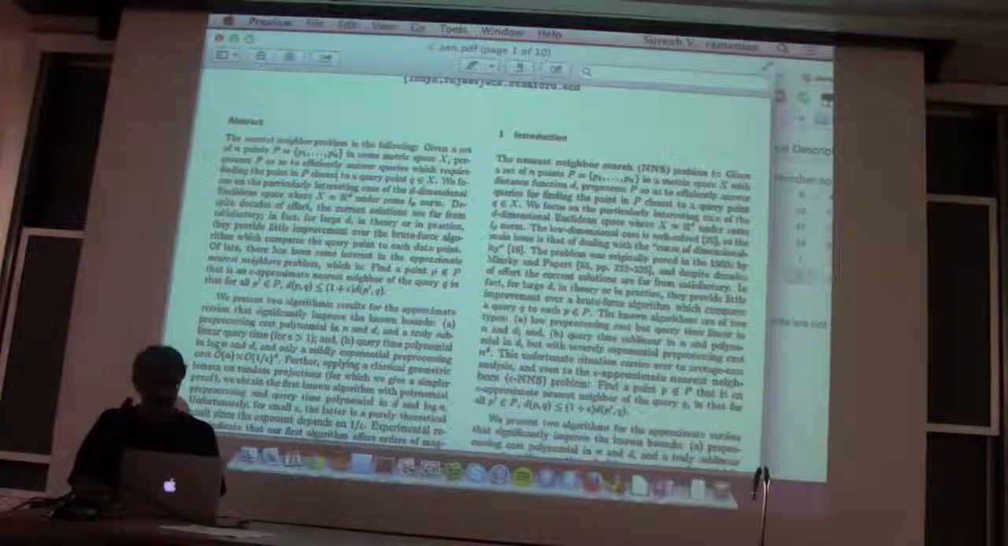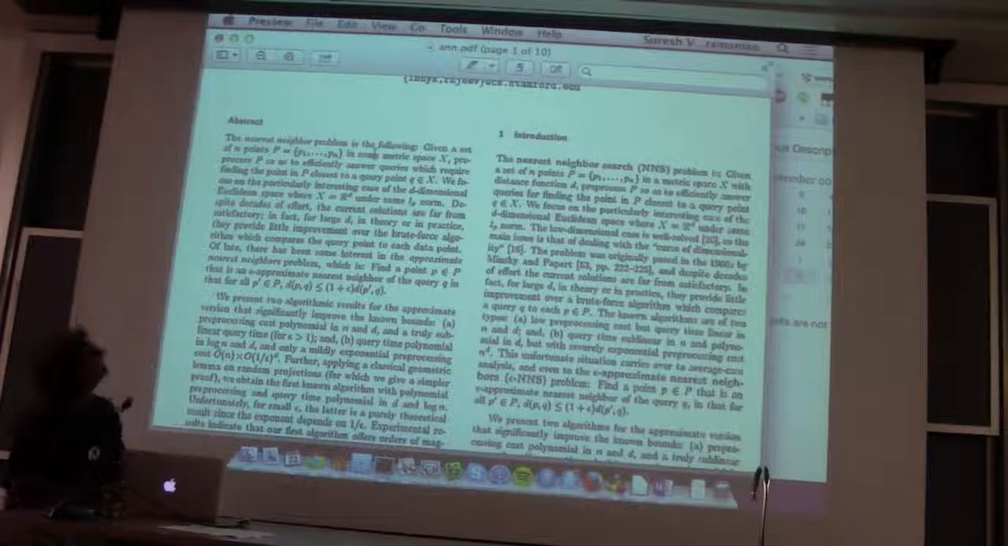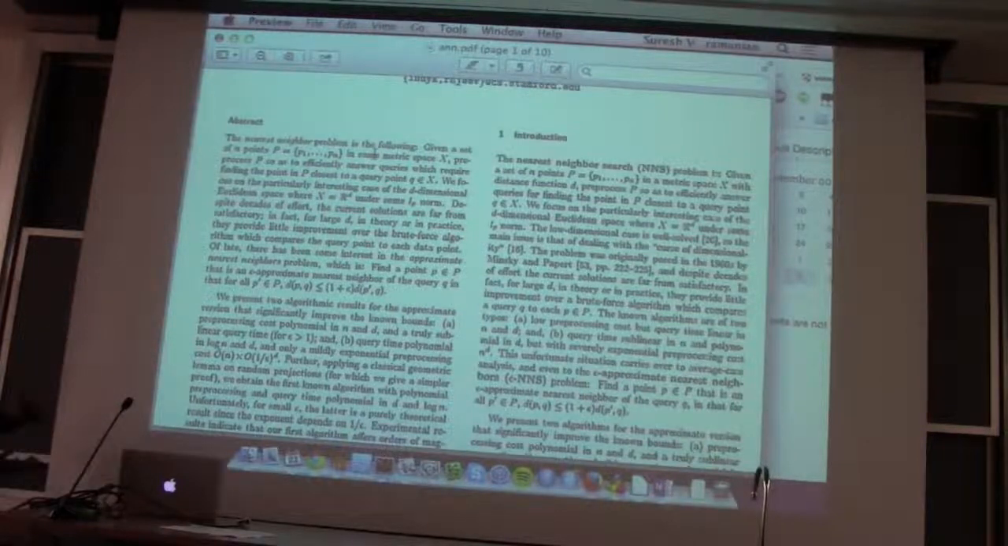The nearest neighbor problem is the following. I'll just read it. We have a set of n points in some metric space. I have no idea what a metric space is. Do any of you know what a metric space is? Very few of you. So you would probably stop at this point and say, metric space.